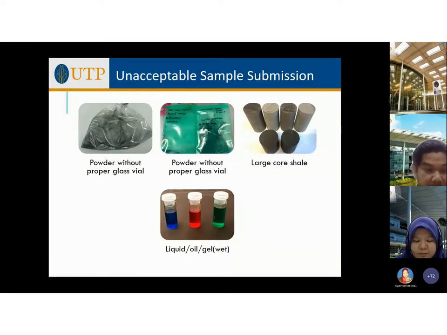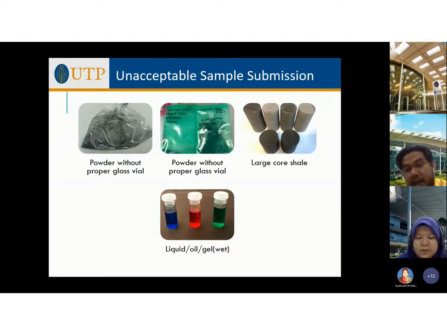The first image is normally a powder sample. They just put it in a plastic bag like this, and for us it's not easy to handle. So I recommend putting your sample in a proper glass vial. The same goes for sample number two. The student didn't bring any plastic bag or bottle. They used our zip bag. This green zip bag belongs to our submission room, and the student directly put the powder sample into that bag. It's not recommended like that.